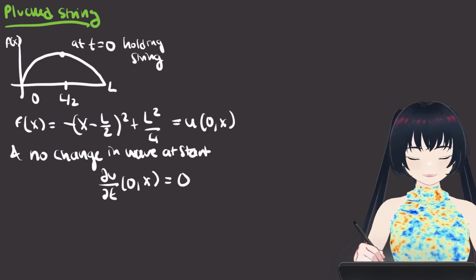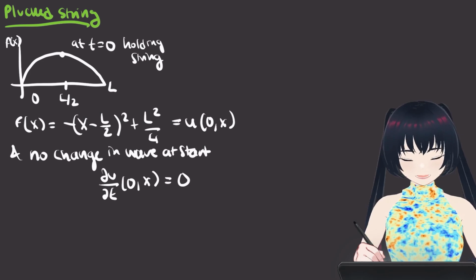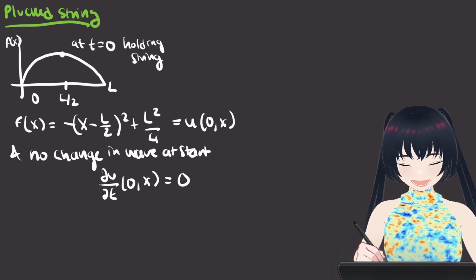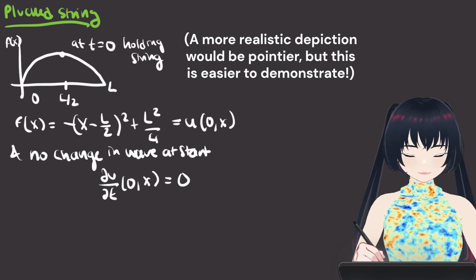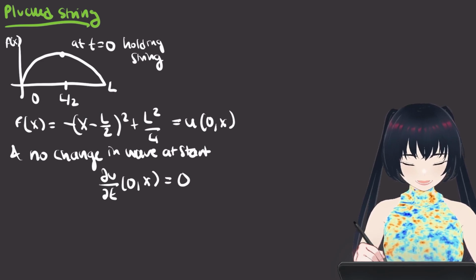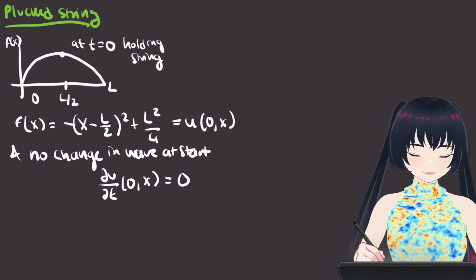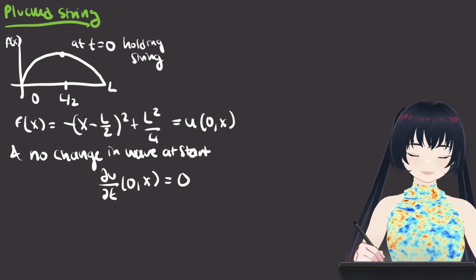This is the plucked string example. What we have here is a little picture of the string at t equals 0. We are holding the string right at the center. And fortunately, we have a little equation to help describe that, which is negative (x minus L over 2) squared plus L squared over 4. It's like half of a circle. And we're saying that is u of 0, x.